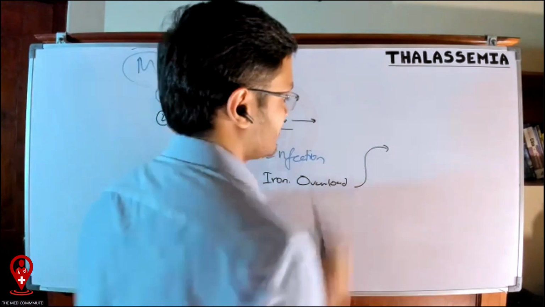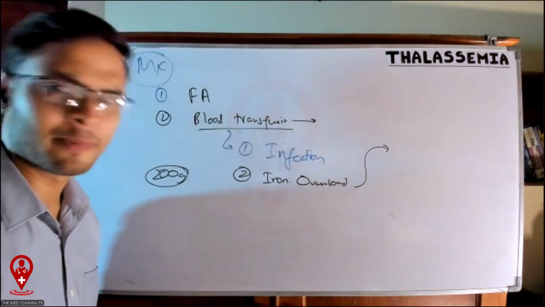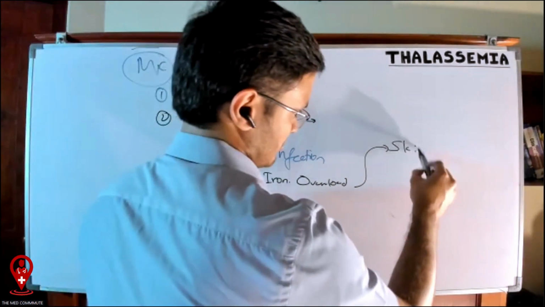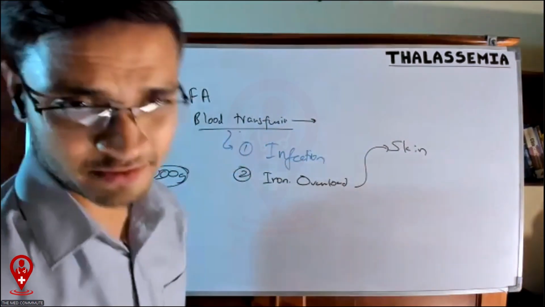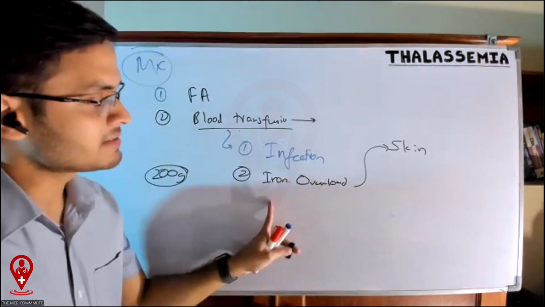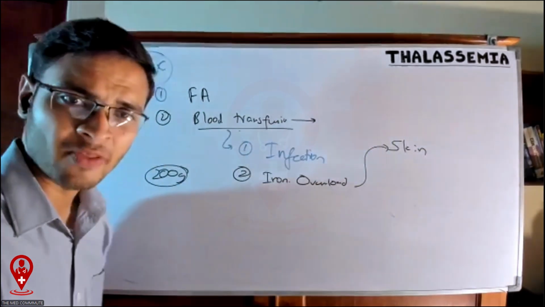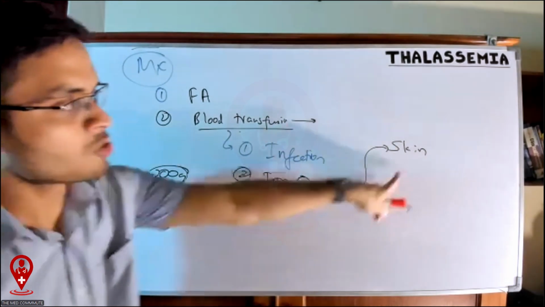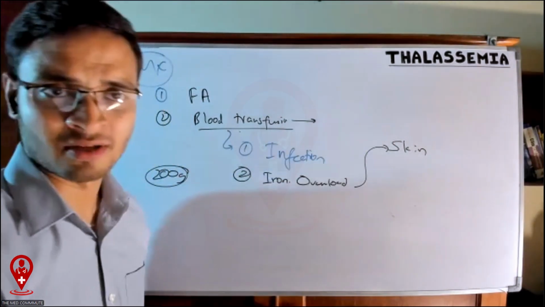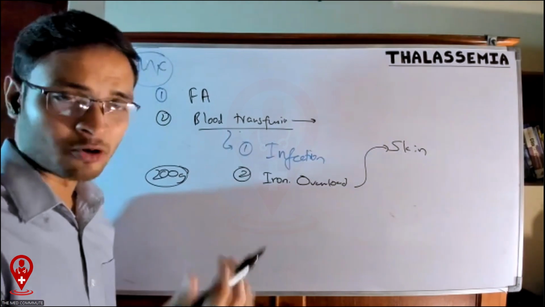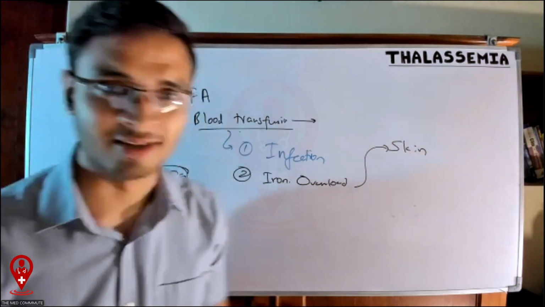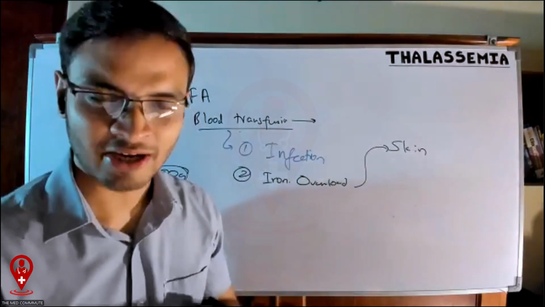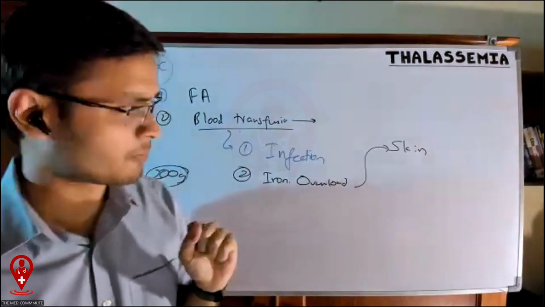This iron will deposit in multiple different areas. One of the things I want you to know is skin. It can deposit in the skin. This iron getting overloaded and depositing in other places, what do we call this? We call this hemochromatosis. So it can go to the skin and give this bronze appearance. Now, in our South Asian population, we don't see this bronze color. What we see is a little bit more skin darkening than usual.